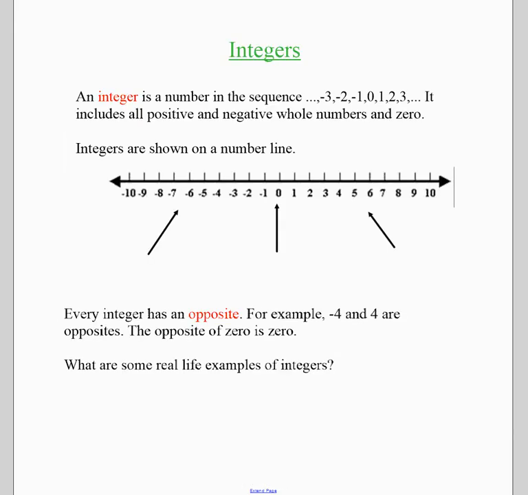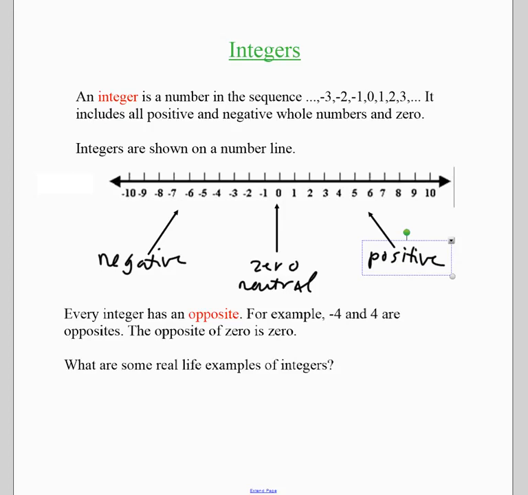So integers are numbers in the sequence from the negative numbers all the way to the positive numbers. They're basically just positive and negative whole numbers and 0. So integers would be shown on a number line. For example, these ones on the left-hand side are called the negative integers. These ones on the right-hand side are called the positive integers. And the one in the middle is 0, and it is neutral. So 0 is neither positive nor negative.